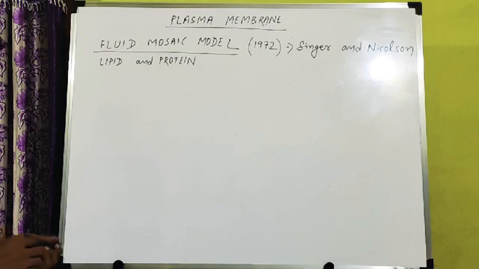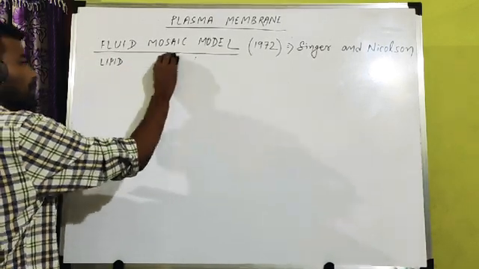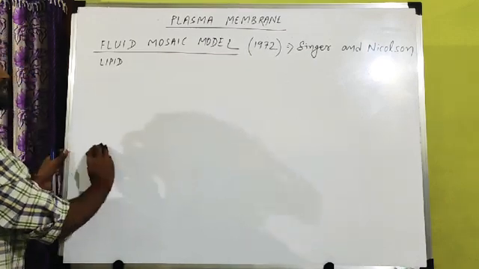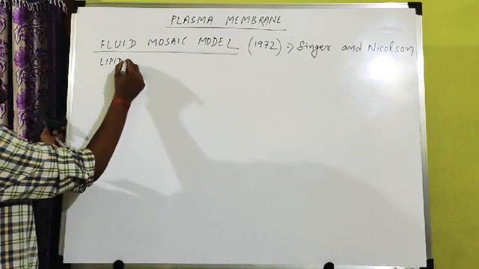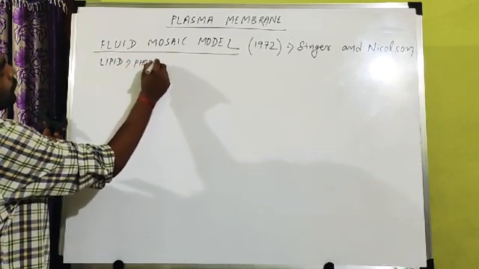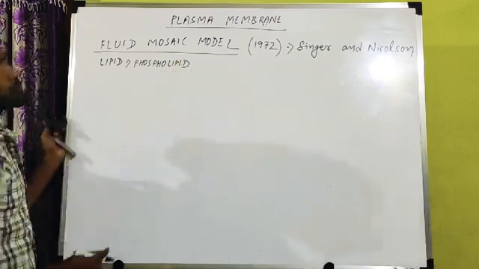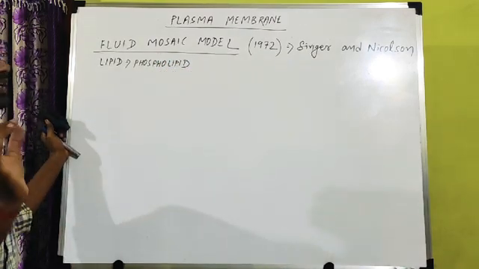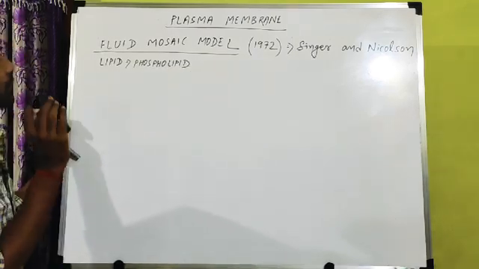First come to lipids. If you come to the lipid portion of a plasma membrane, a special lipid is present in the plasma membrane, and that lipid is known as a phospholipid. Phosphorylated lipid, phosphate containing lipid. The lipid or fat which contains phosphate.